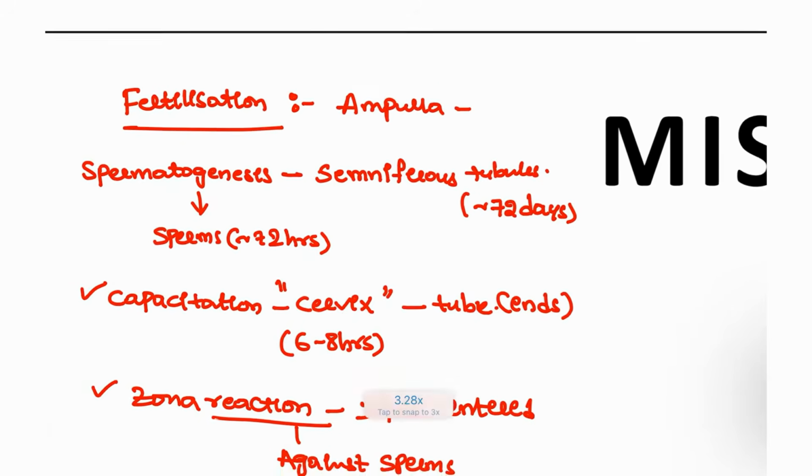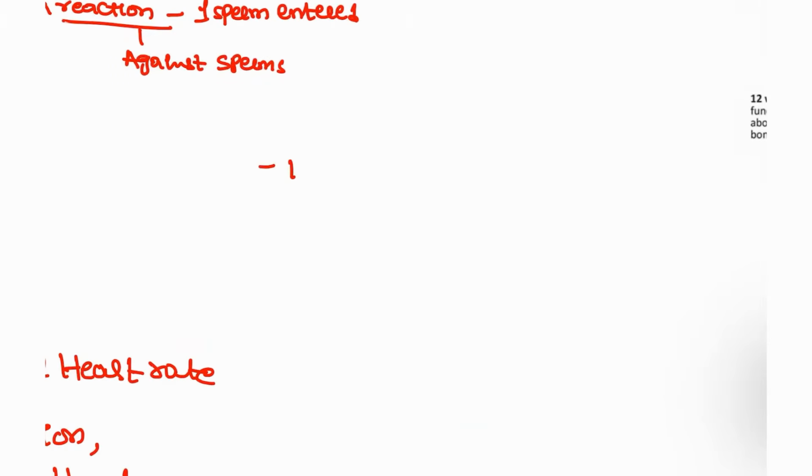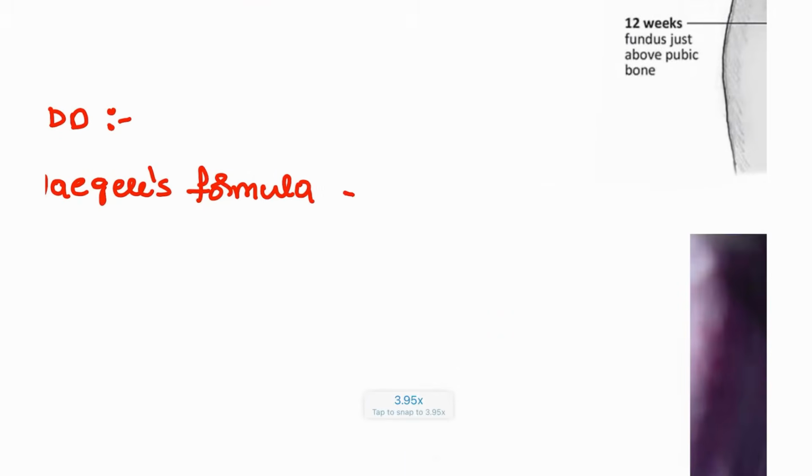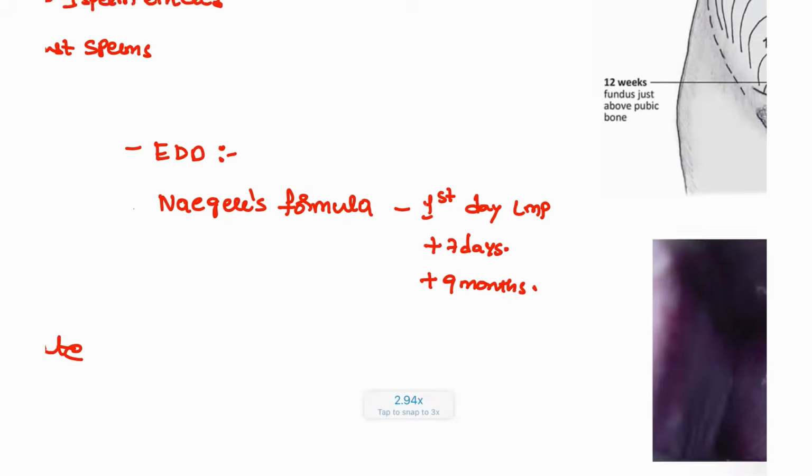Next, moving on to some of the important calculations. For example, if you want to check the estimated gestational age or estimated delivery date, what is the formula that you are going to use, guys? The common formula we use all over the world is Naegele's formula. How do we apply Naegele's formula? First, take note of the first day of the LMP, then plus 7 days, then plus 9 months. Okay, this is how you are going to use Naegele's formula.